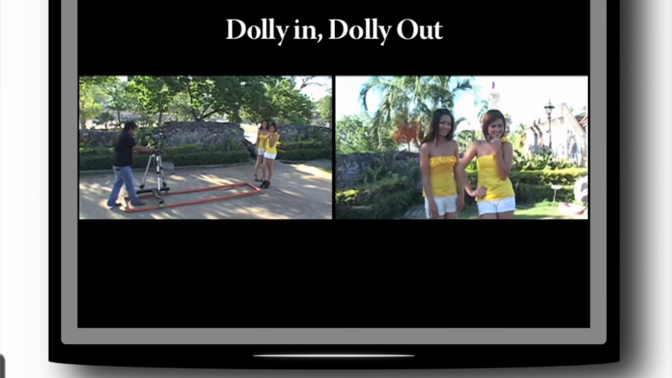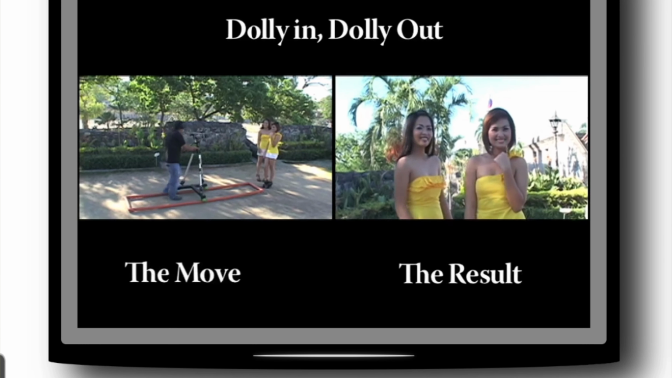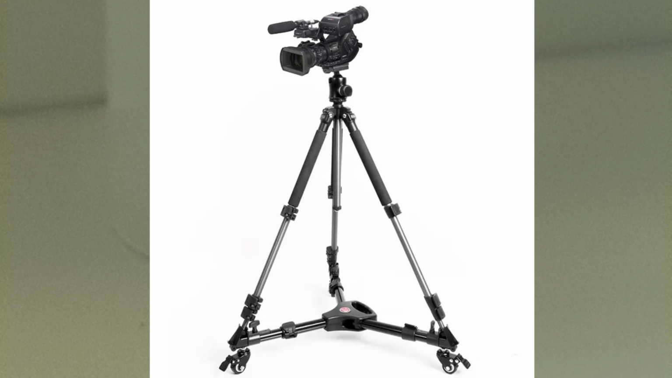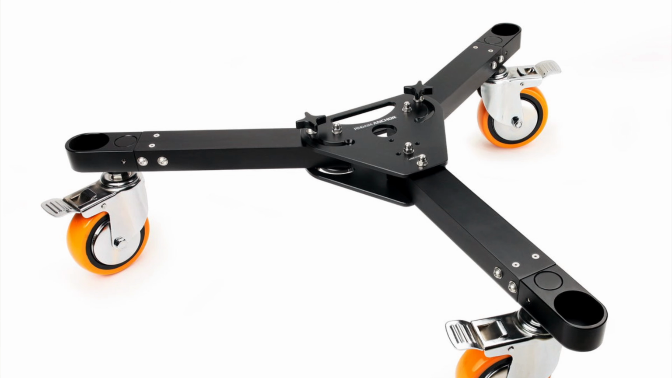Dolly in or out involves moving the camera towards or outwards the subject without adjusting the zoom lens. It's called dolly because you have to move the dolly. A dolly is the wheeled platform used to support the tripod.